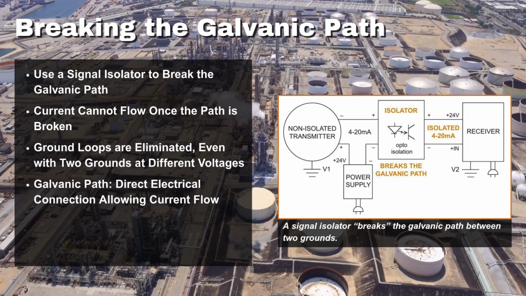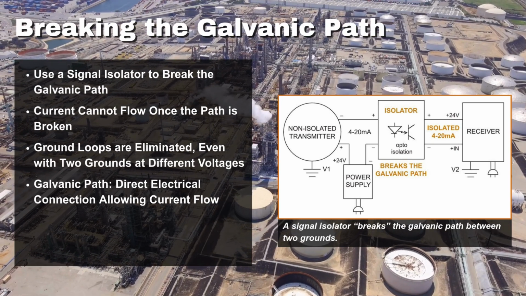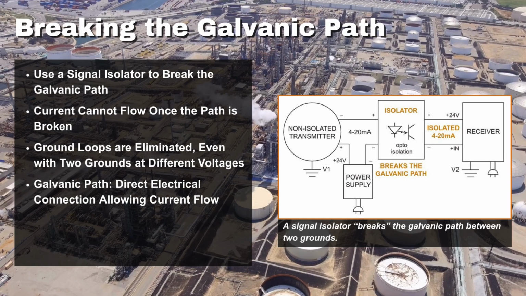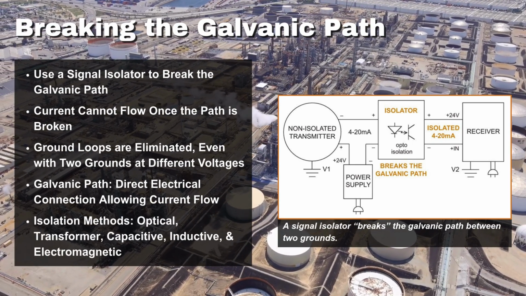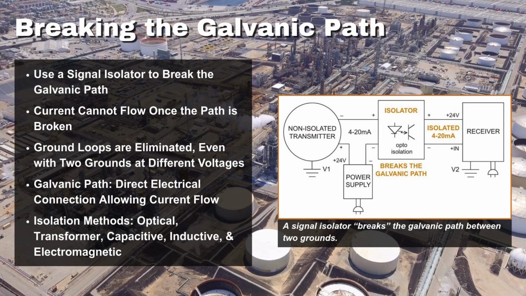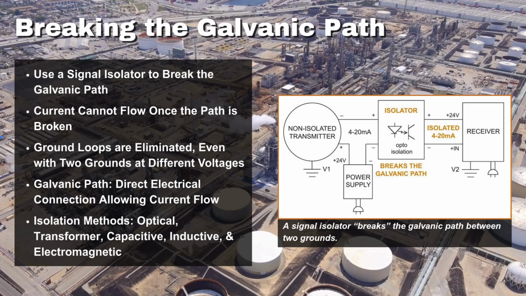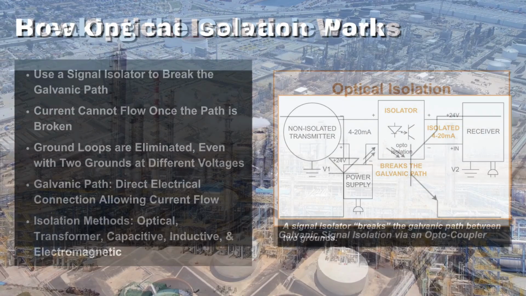A galvanic path is any direct electrical connection that allows current to flow between circuits. Breaking it can be accomplished in several ways, including electromagnetic, optical, capacitive, inductive, or even acoustic methods. In industrial applications, the most common methods are optical isolation and transformer isolation.